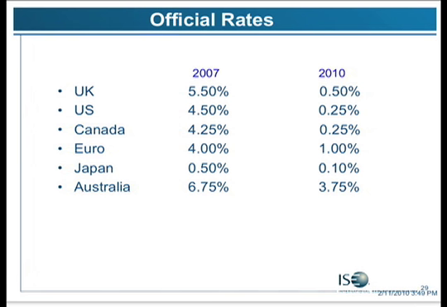So depending on, again, the time frame, but I took this screenshot just a month or so ago. UK, US, Canada, Euro, Japan, Australia. So we've seen significant shifts in rates. We saw a 5% change in the UK, 4.25% in the United States, about 4% in Canada, 3% in Europe. Japan's rates haven't changed all that much, and Australia about a 3% change.